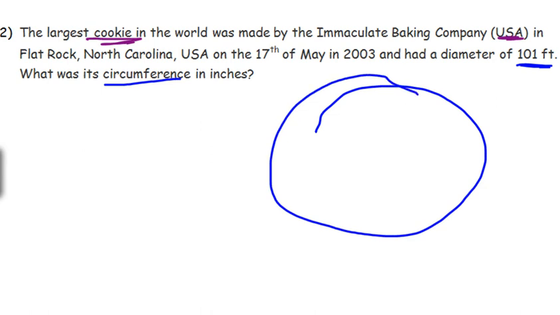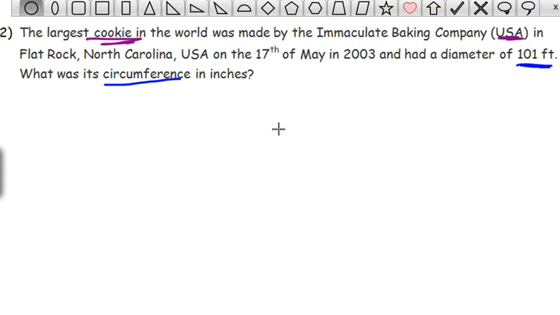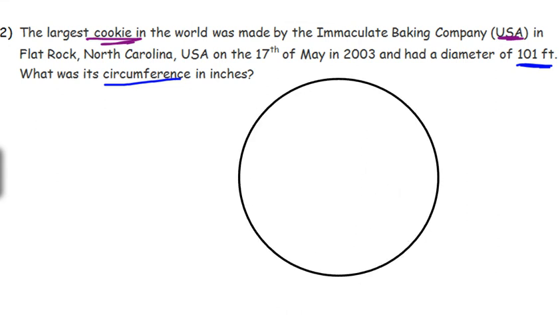So we need one giant cookie. Okay, that's awful. Let me try that again. One giant cookie. Alright, there it is. And it has a diameter, so all the way across the center is 101 feet. So what is the circumference of that?